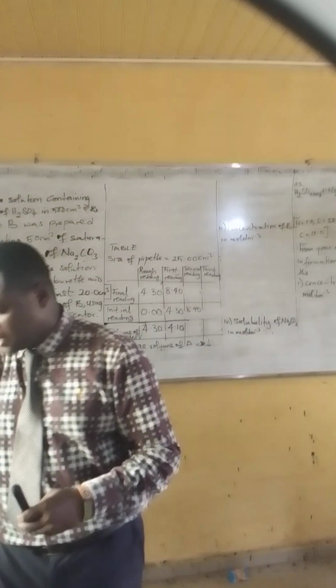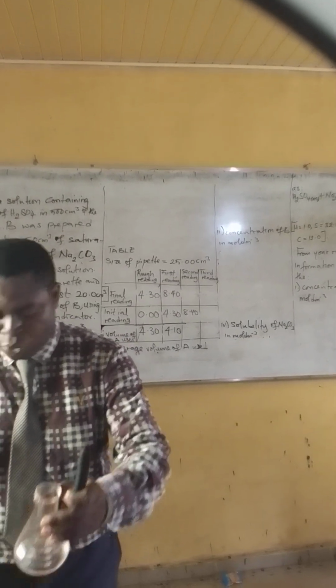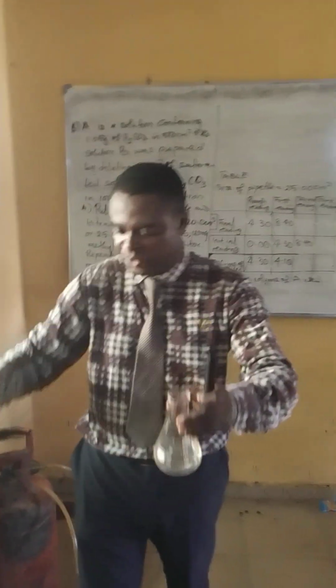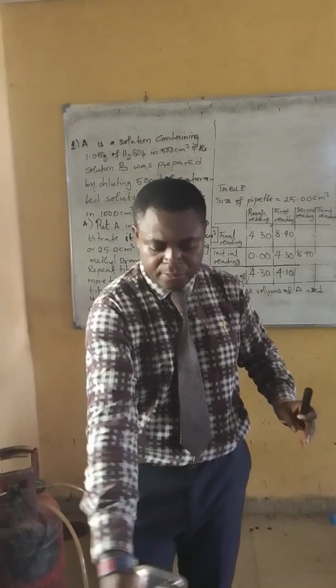So now, let's titrate again. Then you use B to rinse the conical flask.